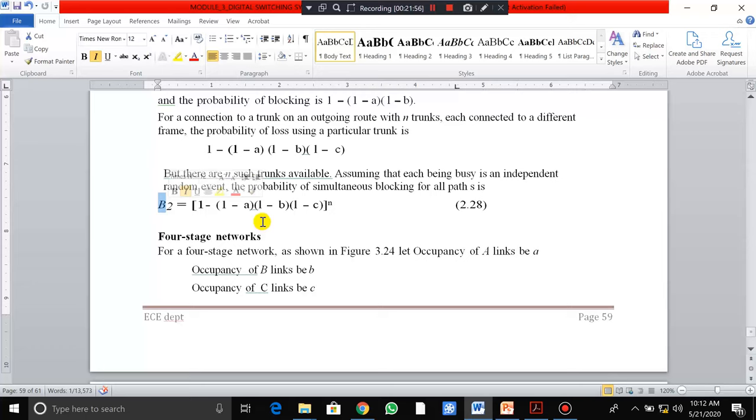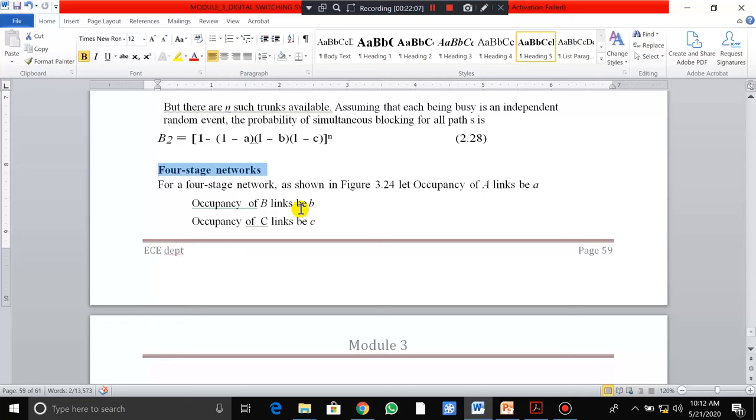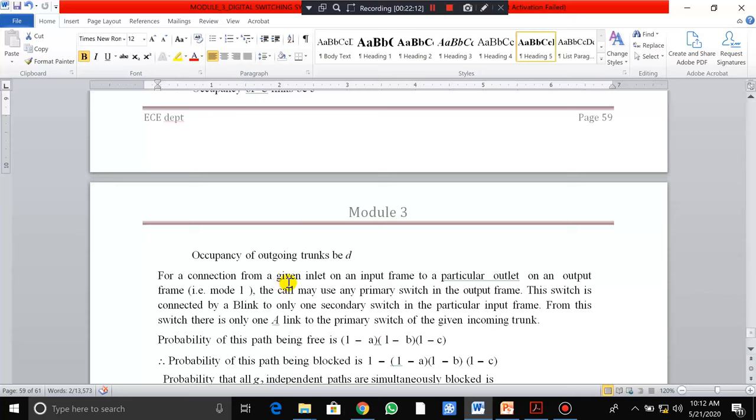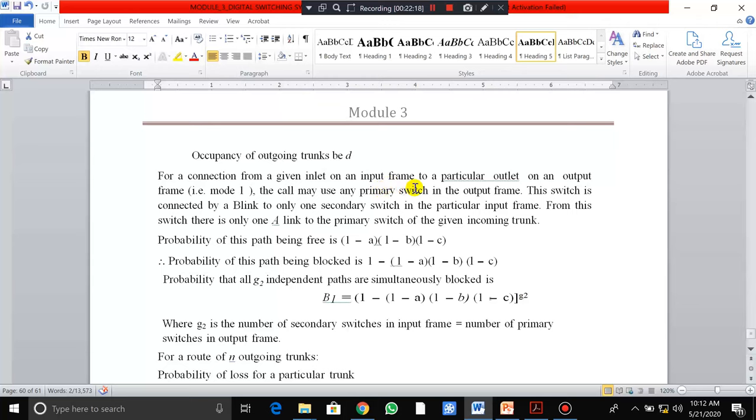Similarly, if you do it for a 4-stage network, the occupancy of B will be small b, the occupancy of C will be small c, and the occupancy of the outgoing trunk will be D. For each connection, the call may be to any primary switch on the output frame, and then this switch is connected by the link on the secondary switch in the particular input.